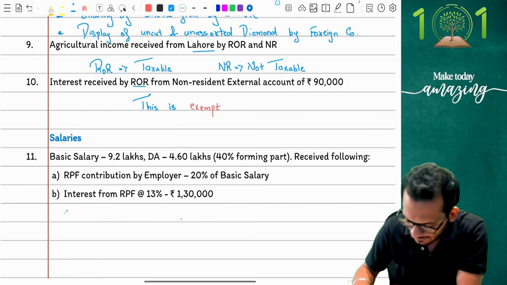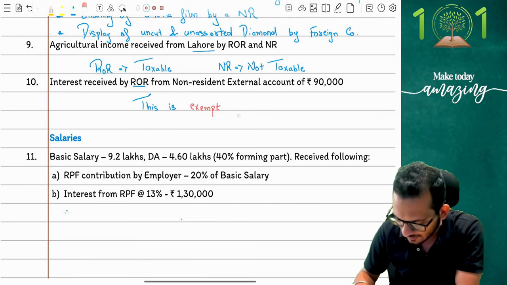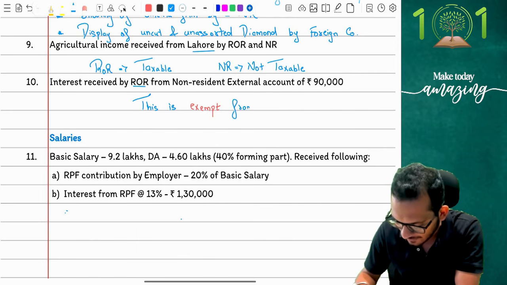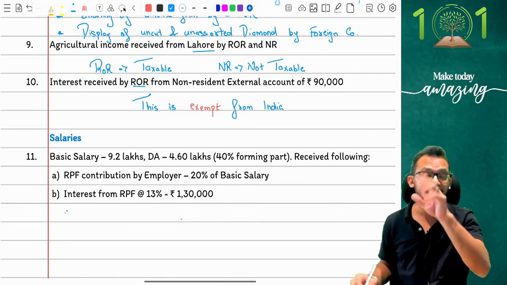This is exempt from tax. Now, this is a very, very small thing, but it has so much impact in examination because I've seen this coming so many times in examination, especially in the return filing chapter.